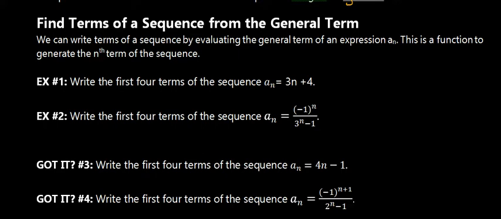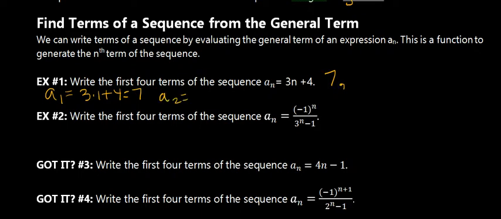Okay, in example 1, we are asked to write the first four terms of a sequence given a sub n equals 3n plus 4. What we're going to do is set it up so every single time we see an n, we substitute whatever placement we're looking for. So I'm looking for the first term, so wherever I see an n, I'm putting a 1, so I have 3 times 1 plus 4, which is equal to 7. I'll go ahead and write my sequence also over here.